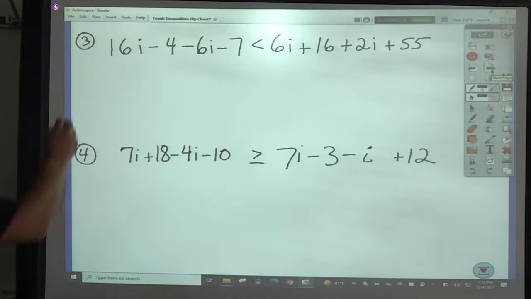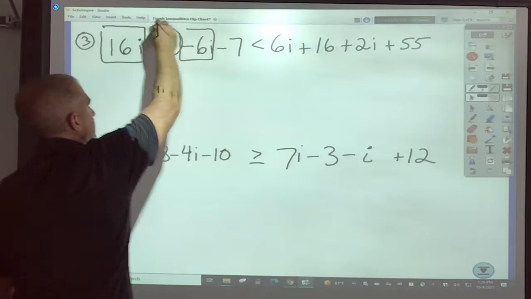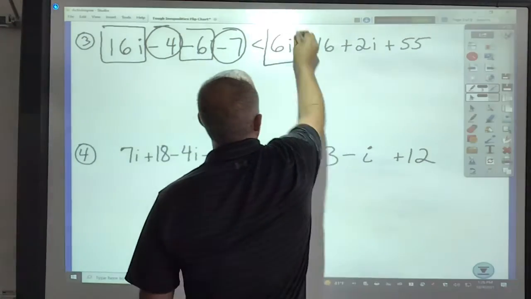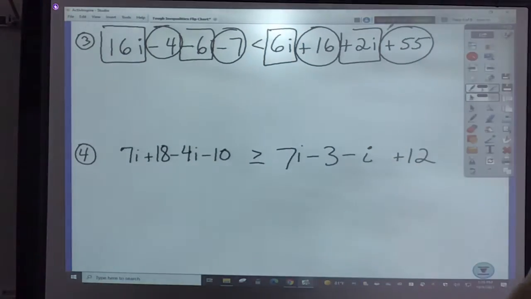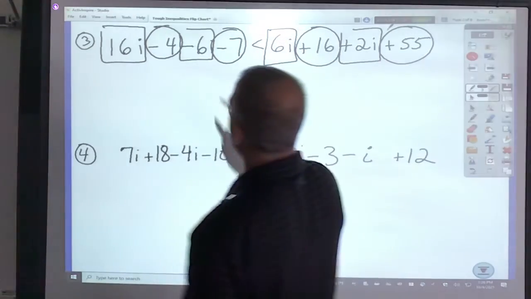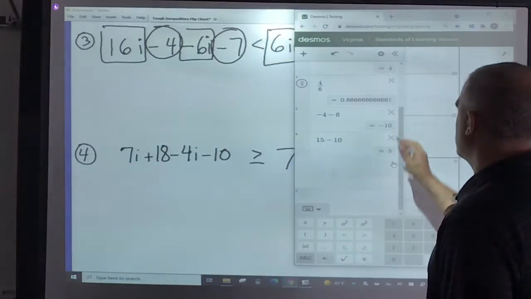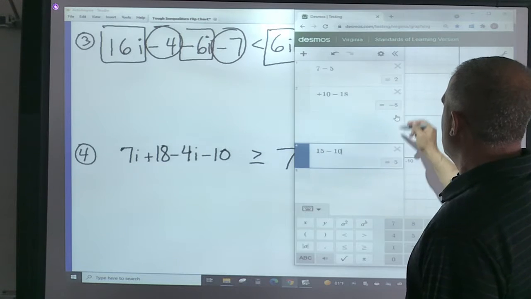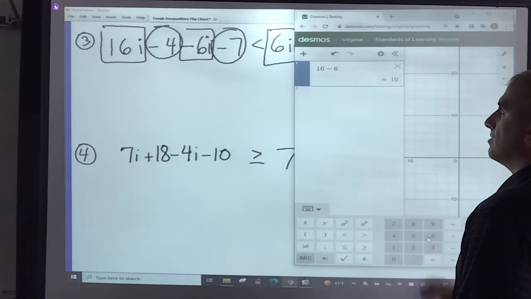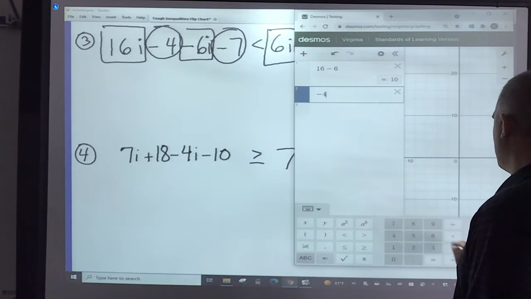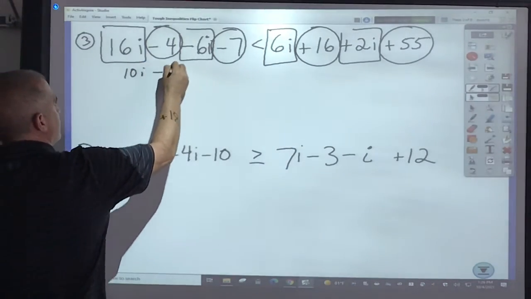So in this one I got this and this, this and this, this and this. So I'm going to do each one. There's an i there, I'm going to combine those like terms. So I got 16 minus 6, and I got negative 4 minus 7. So I got 10i minus 11 on this side.